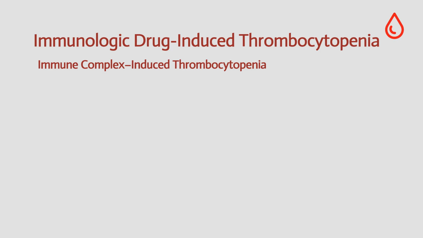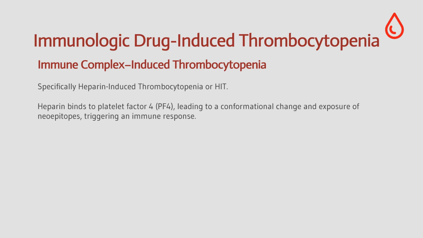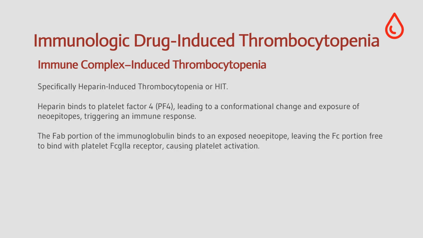Now, let's delve into immune complex-induced thrombocytopenia, specifically heparin-induced thrombocytopenia or HIT. Heparin binds to platelet factor 4, PF4, leading to a conformational change and exposure of neoepitopes, triggering an immune response. The Fab portion of the immunoglobulin binds to an exposed neoepitope, leaving the Fc portion free to bind with platelet FcγRIIa receptor, causing platelet activation.